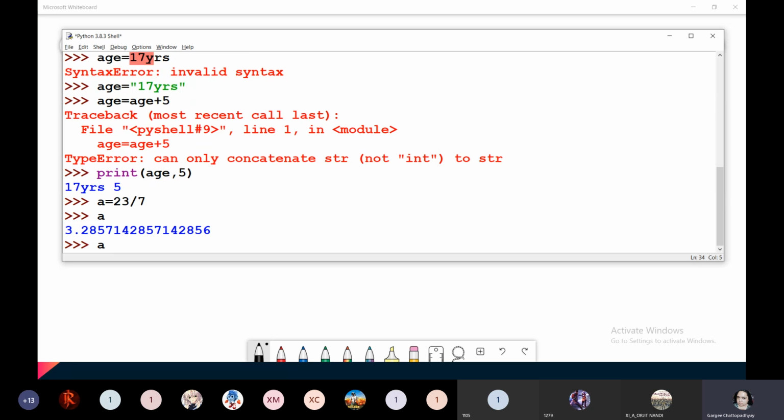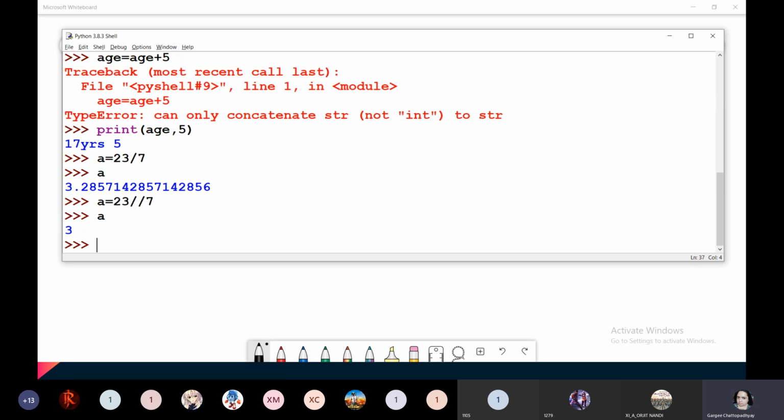Okay, but if you use it this way, a equals 23 floor division 7 and you print a, you will only get 3. That is, all the digits after the decimal point are removed when you are doing a floor division. So we will understand these two types of divisions when we are studying operators.